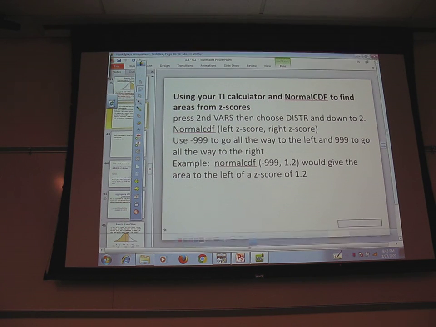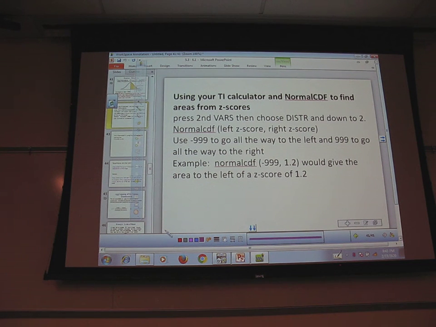Let's show you how to do it using a TI calculator and normal CDF. You're going to press second, vars. I think these directions are on there, aren't they? Yes, at the very bottom of your page. So now I'll show you what that means.